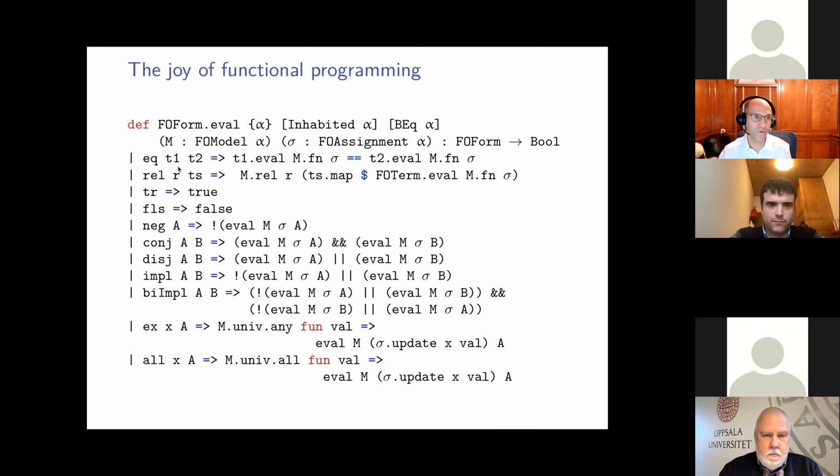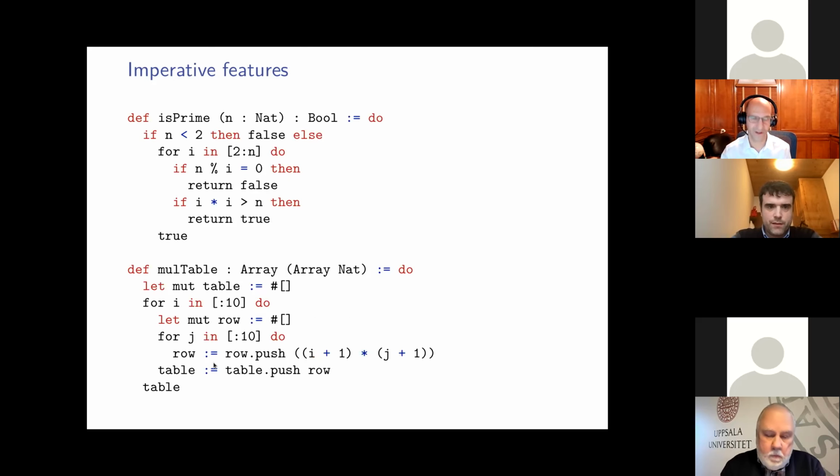To evaluate the formula T1 equals T2, you evaluate T1 and T2 in the model, with respect to the interpretations of the function symbols and the assignment, and then you just test whether they're equal. Or to evaluate the relation, you recursively evaluate all the terms that the relation is being applied to in the model. You interpret the relation R in the model, and then you just apply the interpretation and so on. And the exists and all just apply to functional programming terms, any and for all. You just evaluate the list and then apply. So these are all draws. With a functional programming language, it's really nice for representing basic logical operations.